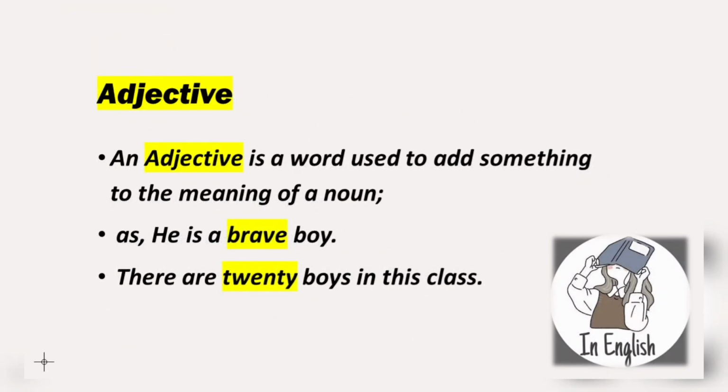Then the second part of speech is adjective. By definition, you can see that it is a word used to add something to the meaning of a noun. You can simply assume it as the assistant of the noun, which works for a noun or adds some information to the meaning of a noun. For example, brave boy. Here the boy is a noun and the word brave is actually an adjective who is working for the noun, that the boy is actually a brave boy. In the second example, the word is an adjective, again adding information to the noun boys.